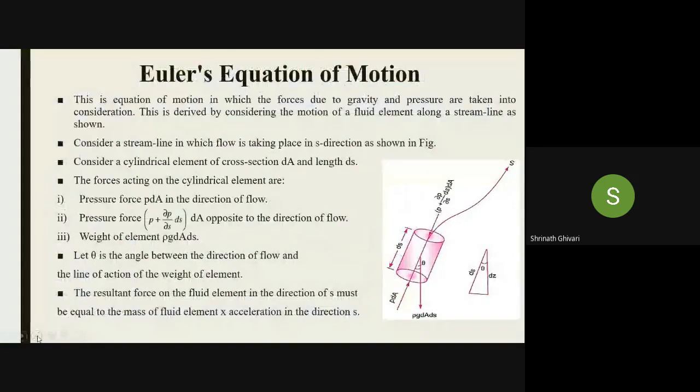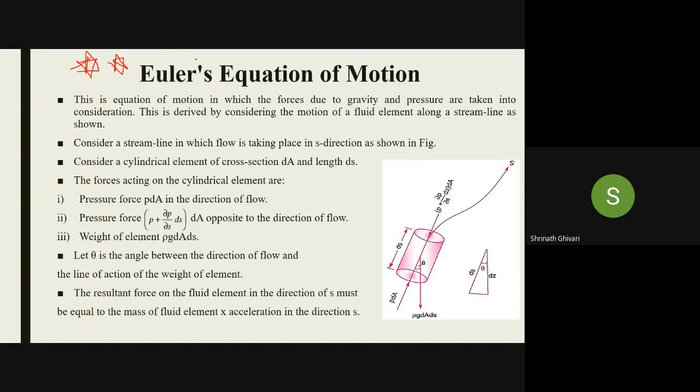Now we'll be deriving the most important Euler's equation of motion, which has been asked every time in previous year question papers. This is the most important question from the exam point of view, and the easiest derivation. Fluid mechanics, as you know, is full of derivations itself.